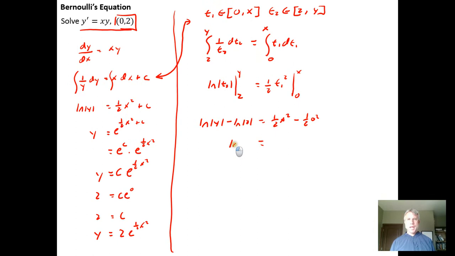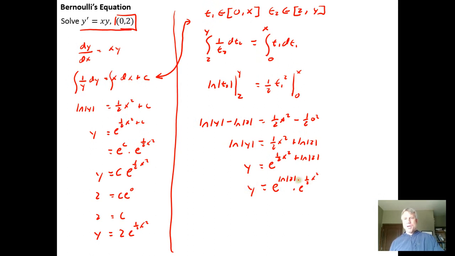So we wind up with the natural log of y equaling 1/2 x squared, and I can add the natural log of 2 to both sides. And then I can exponentiate base e just like I did previously, so I get y equals e to the 1/2 x squared plus the natural log of 2. And then we can use exponent rules to break this into e to the natural log of 2 times e to the 1/2 x squared.